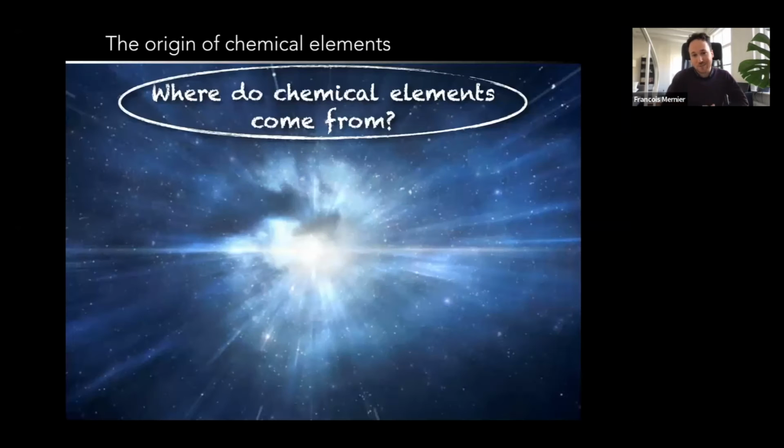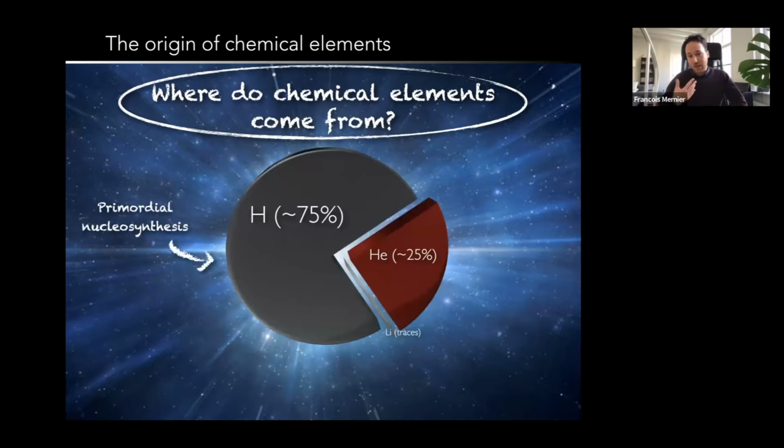And as you probably know, one of the most interesting and major questions in astrophysics is, where do chemical elements come from? And to this question we already have quite a good answer actually. We know that a few minutes after the Big Bang, the universe was made mainly of hydrogen and helium. So 75% hydrogen, 25% helium, with a little bit of traces of lithium and beryllium as well.